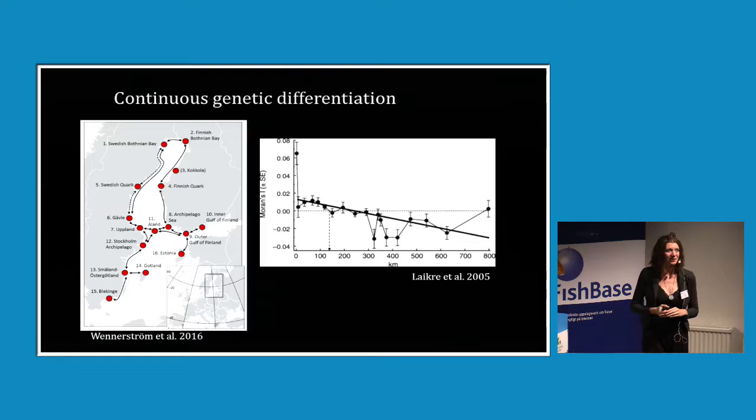But a genetic structure like this, with a continuous change with a lot of migration in the system, is probably something that is present for a lot of different species. So it is a challenge that management has to deal with.